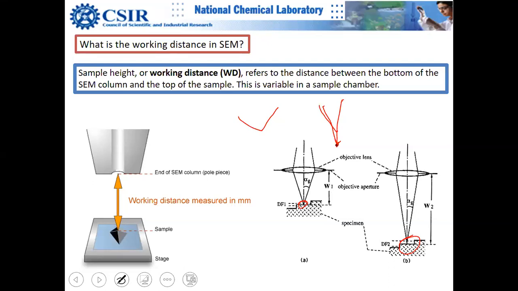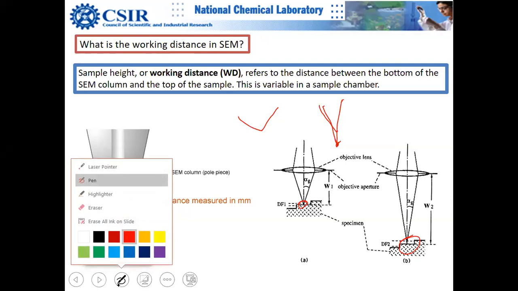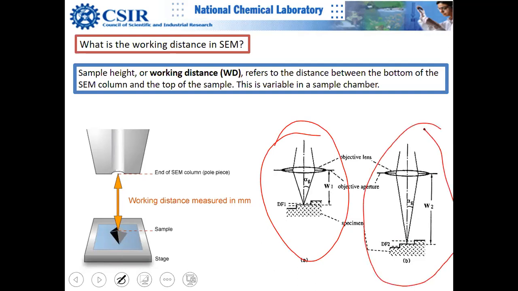So basically, if you focus on your nose, only your nose will be visible and clear. So this is like you're focusing on your nose, and this is like you're focusing on your entire face.